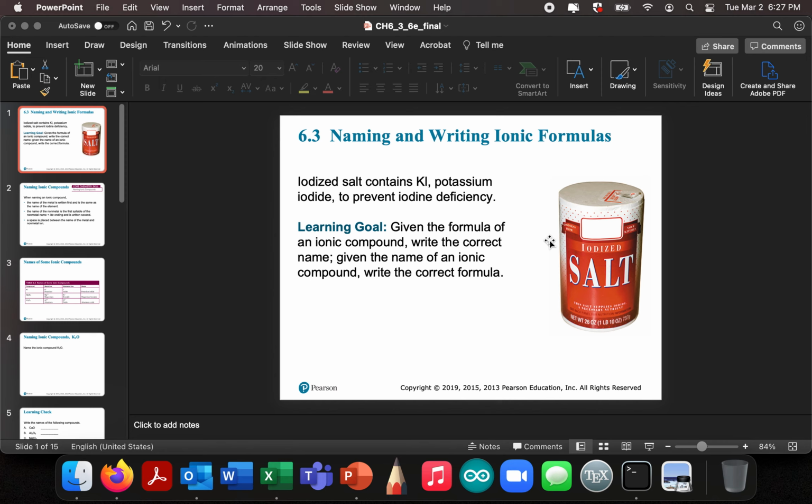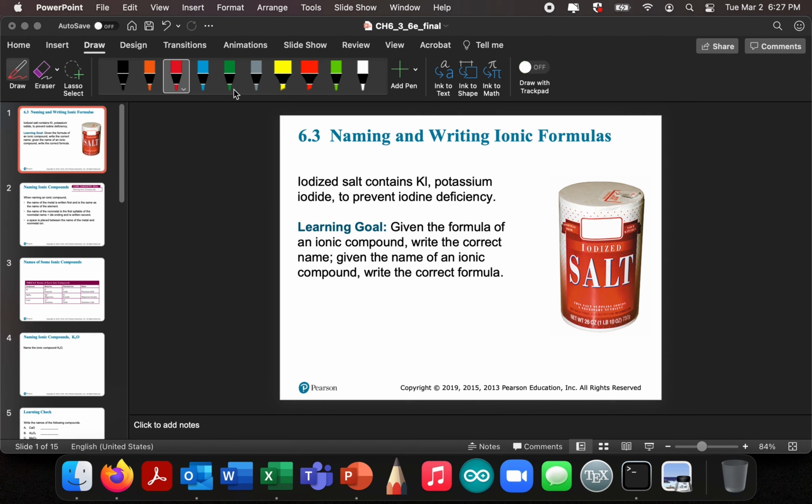Okay, so now we're ready to name and write ionic formulas. We're going to be given an ionic formula and find the name, or be given the name and find the formula. So our learning goal is, given the formula, write the name, or given the name, write the formula.